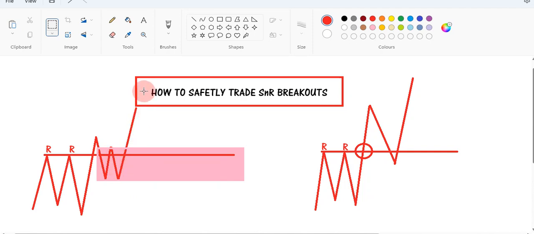Okay, so what do you do now? What you do is that you will highlight this range that occurred around the broken resistance levels. So that range will be your zone. Okay, and when the market comes back for the first time, this is what you do.